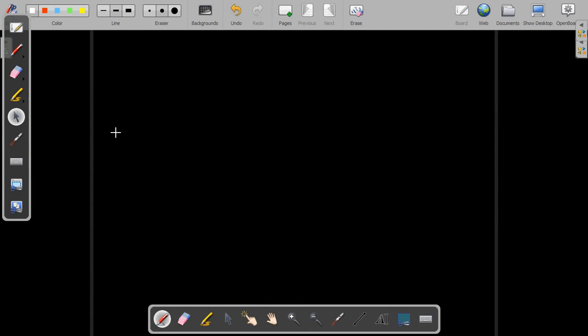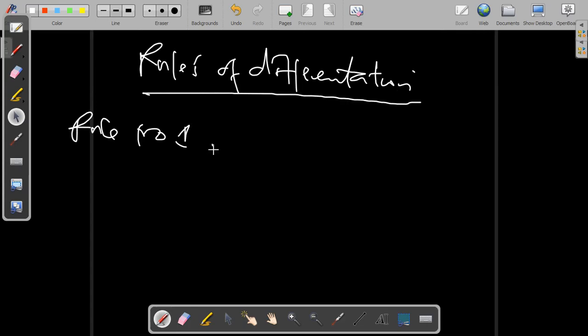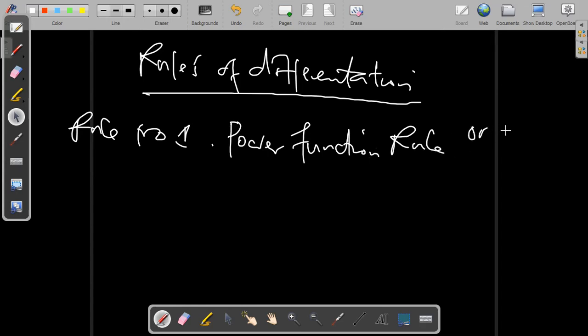Now let's come to the rules of differentiation. As you can observe, rule number one is the power rule, or power function rule, which we sometimes call the polynomial function.